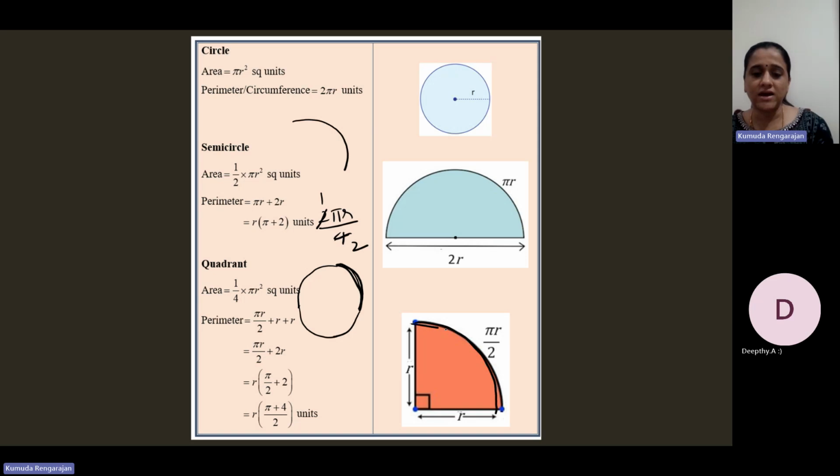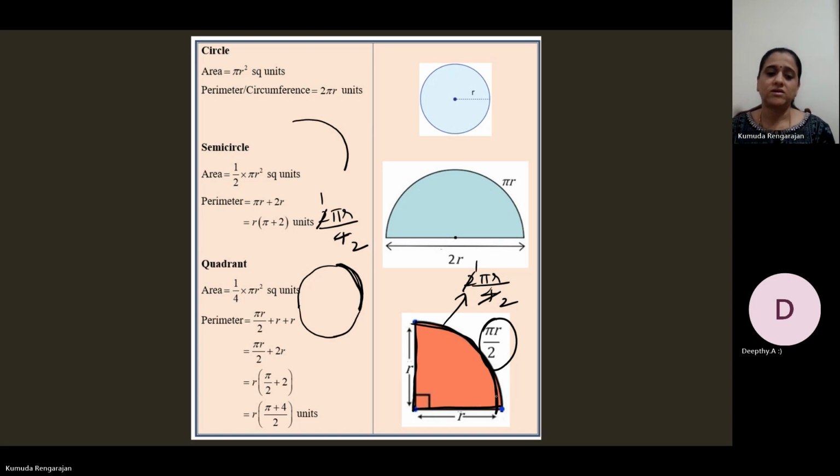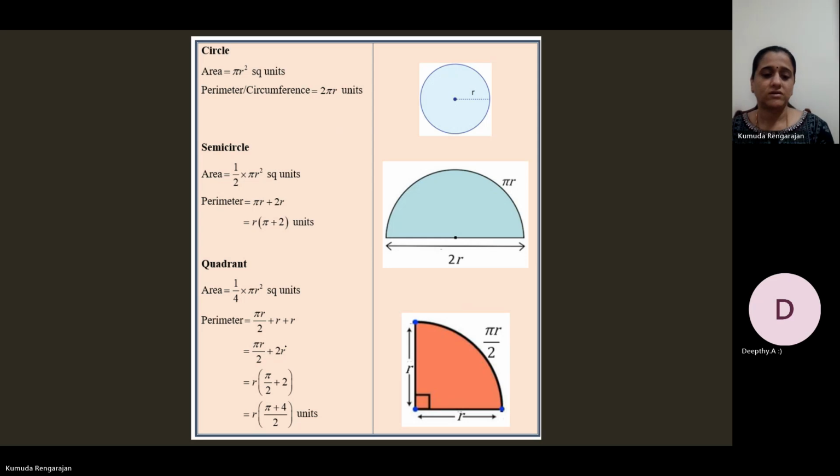So the length of this arc of the quadrant is 2 pi r divided by 4, so you get pi r by 2. And what about this one? This is the radius. What about this radius? So you don't have to remember all this. The perimeter of a quadrant is given by the formula pi r by 2 plus r plus r.